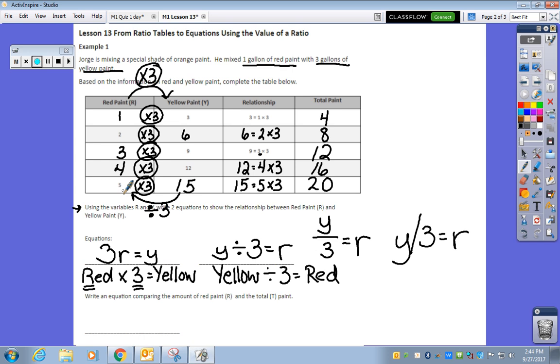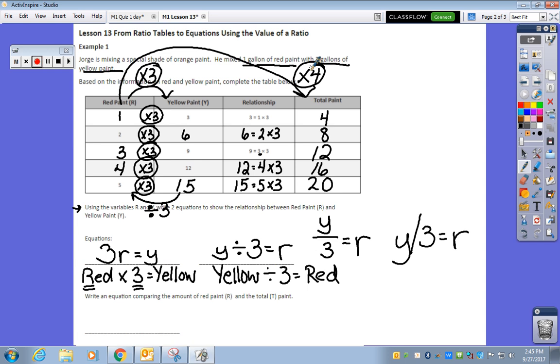So now what it's asking us to do is to write an equation comparing the amount of red paint and the total paint. So if we look at our red column and we look at our total column, we have to think, what are we doing to the numbers in the red paint column in order to get the numbers in the total paint column? So what did I do to the 1 to make it a 4? What did I do to the 2 to make it an 8? What did I do to the 3 to make it a 12? And so on. Hopefully you can all see that you're multiplying by 4. So to get from red to total, we've multiplied by 4.